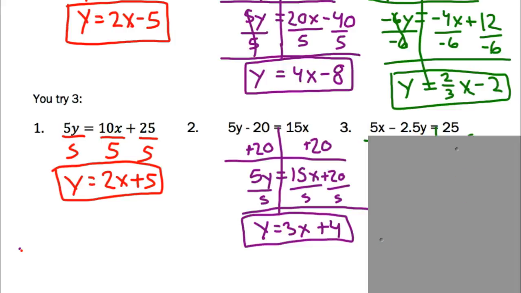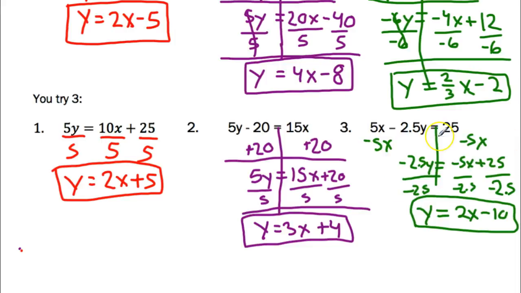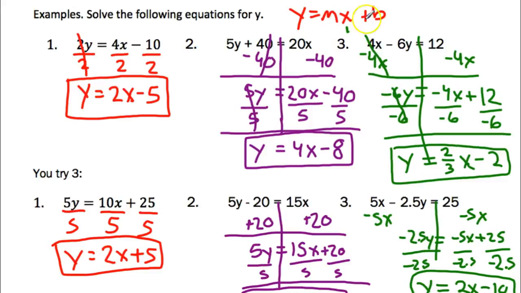All right, this last one got crazy with some decimals, some negative signs. So I did minus 5x on both sides. That way the negative 2.5y was by itself. On this side, it became negative 5x plus 25. Why did I do it that way? Well, these are not like terms, so I can't do 25 minus 5 equals 20. I need to keep them separate. And I wrote the x first because that's how this form, slope-intercept form, works. You put the x before the number.